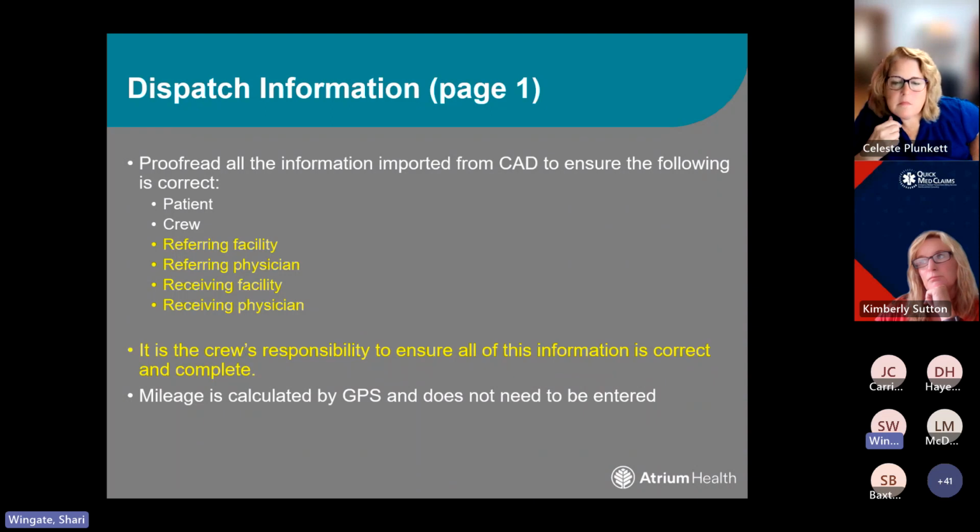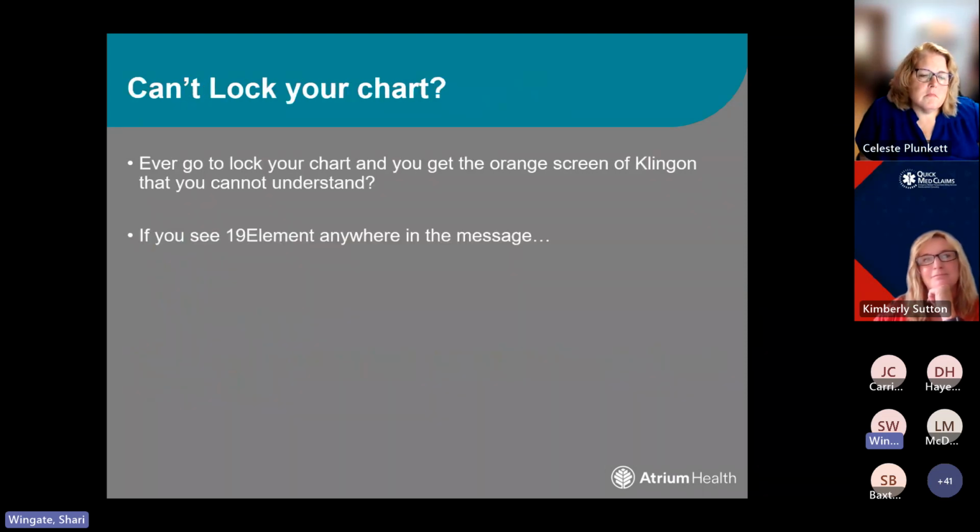Little side note, this comes up like every 6 months or so. Let me set the record straight. Mileage is calculated by GPS and does not need to be entered on EMS charts. I answer that at least every 6 months.